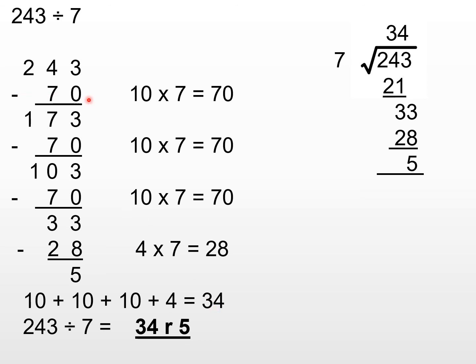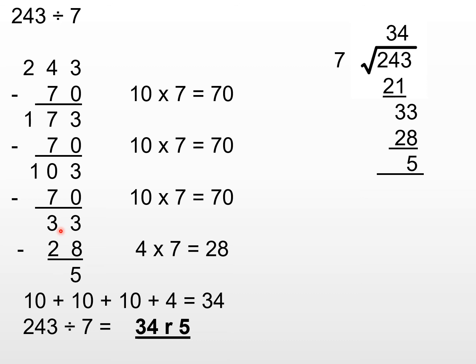So since I have written 70 here, I know that 10 multiplied by 7 is 70. Again I minus. My answer is 103. Again I am mentioning 10 multiplied by 7 is 70. Then I minus. Again 10 multiplied by 7 is 70. Now you can see that the answer here is 33. And 70 is a much more bigger number.